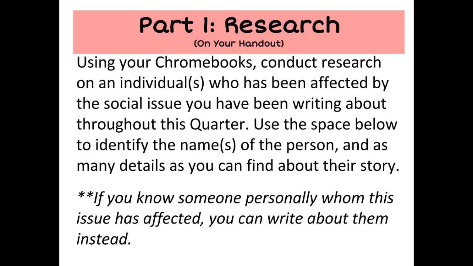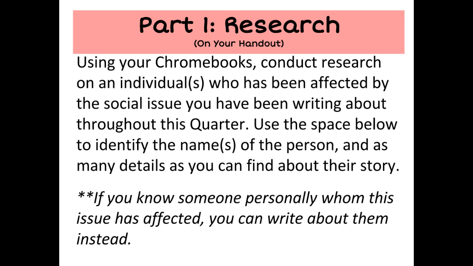The directions for Part 1 research say, using your Chromebooks, conduct research on an individual who has been affected by the social issue you've been writing about throughout this quarter. Use the space below to identify the name of the person and as many details as you can find about their story. Now, if you know someone personally who's affected by this issue, then you can write about them instead, but you will still need to do some research to make sure that you get as many details from that person as possible.